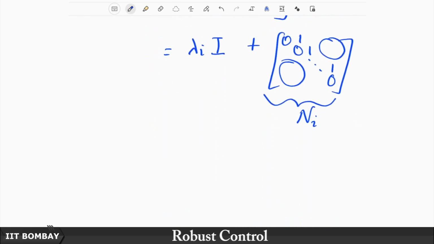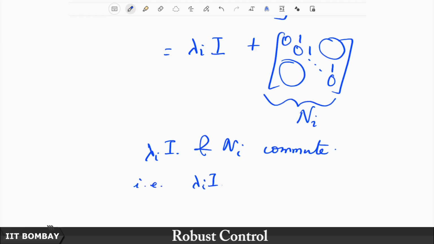Notice first that lambda i times I and Ni commute. That means lambda i times Ni is equal to Ni times lambda i times I.